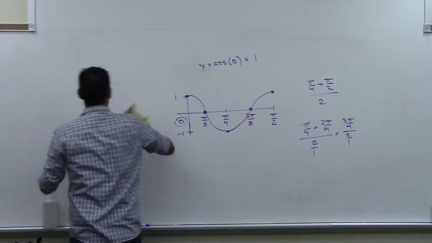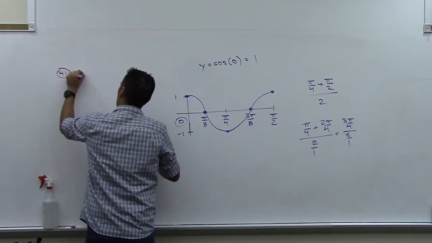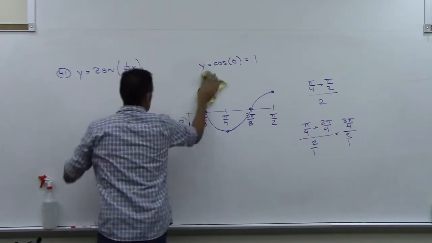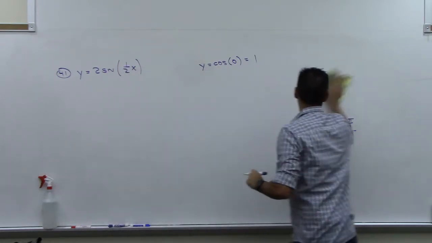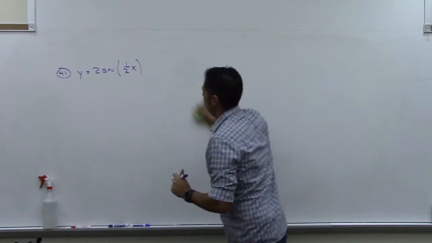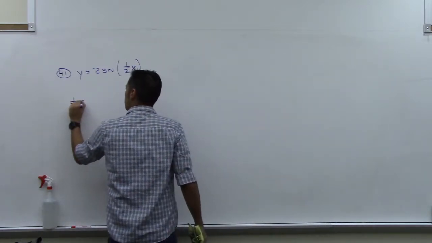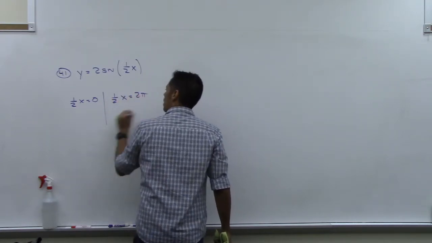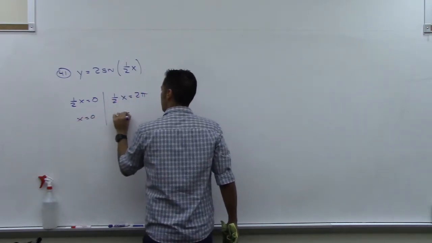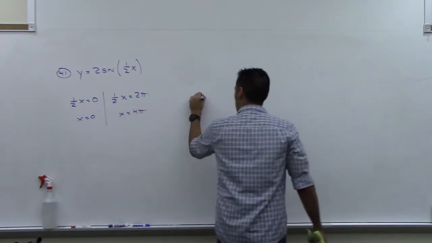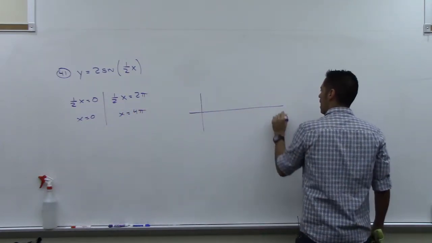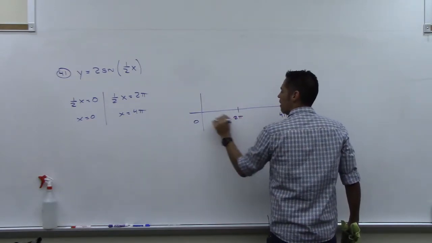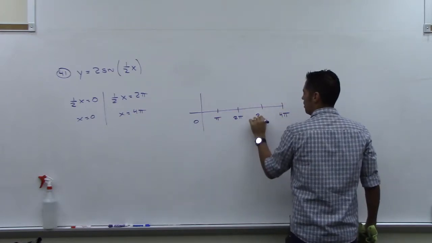Okay, 41. Y equals 2 sine of 1/2 x. This is starting to feel a little monotonous now, but we'll get it done. We set the argument equal to 0, set the argument equal to 2 pi. Here we get 0, here we get 4 pi. Try and go a little faster through this one. This is 4 pi. This is 0, halfway is 2 pi. Half of that's pi. And then this is 3 pi.